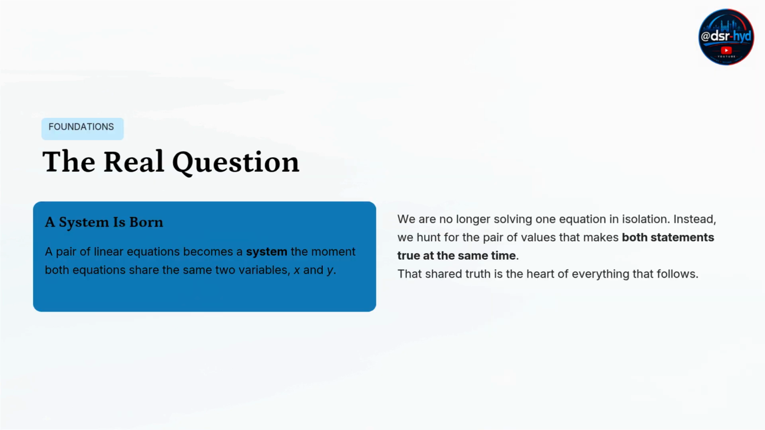A pair of linear equations becomes a system of equations when both equations contain the same two variables, usually x and y. Instead of solving one equation separately, our goal is to find one pair of values that satisfies both equations simultaneously. Foundations. This common solution is called the solution of the system. Finding this shared answer is the main objective of this chapter.